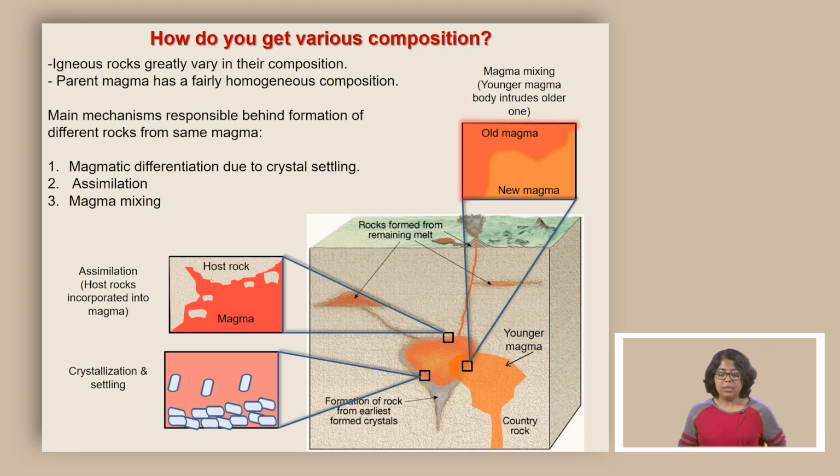The second one is called assimilation, and assimilation basically means that when the magma is moving up, it is passing through solid rocks, especially in the crust, and those host rocks often melt because of the high temperature of the magma, and because they melt, they also contribute to the magma.